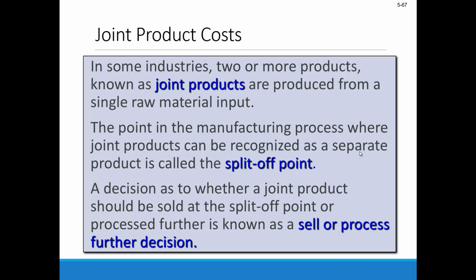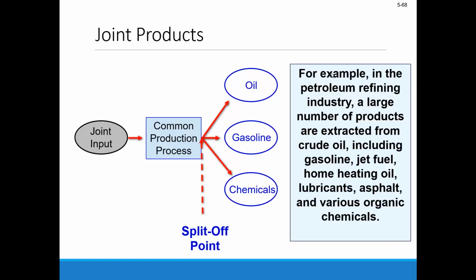Sometimes we have an opportunity to sell things at a split-off point or do some kind of further processing to transform those things into different products. And we refer to a decision in and around that context as just a sell or process further decision. One of the easiest examples to think about here is petroleum refining. In this particular type of process, we've got a big joint input, right? That crude oil. There's some common production processes that happen with that, and out comes things like oil, gas, and household chemicals, right? They all come from that petroleum.